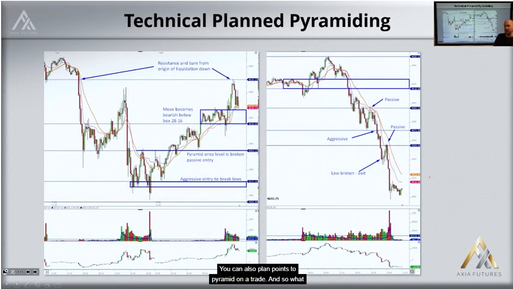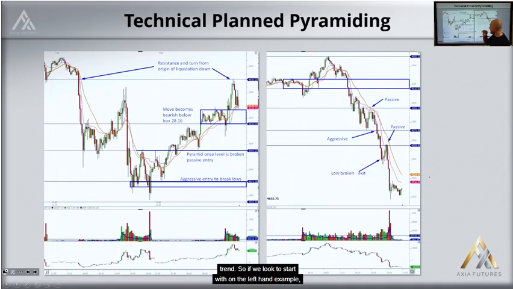You can also plan points to pyramid on a trade. What this is doing is predefining decision points for you. Now, this doesn't mean you must pyramid. What this means is that at certain points, if you have still got the right type of order flow, the right type of movement that is matching your expectations, you can continue to add on to this trade.